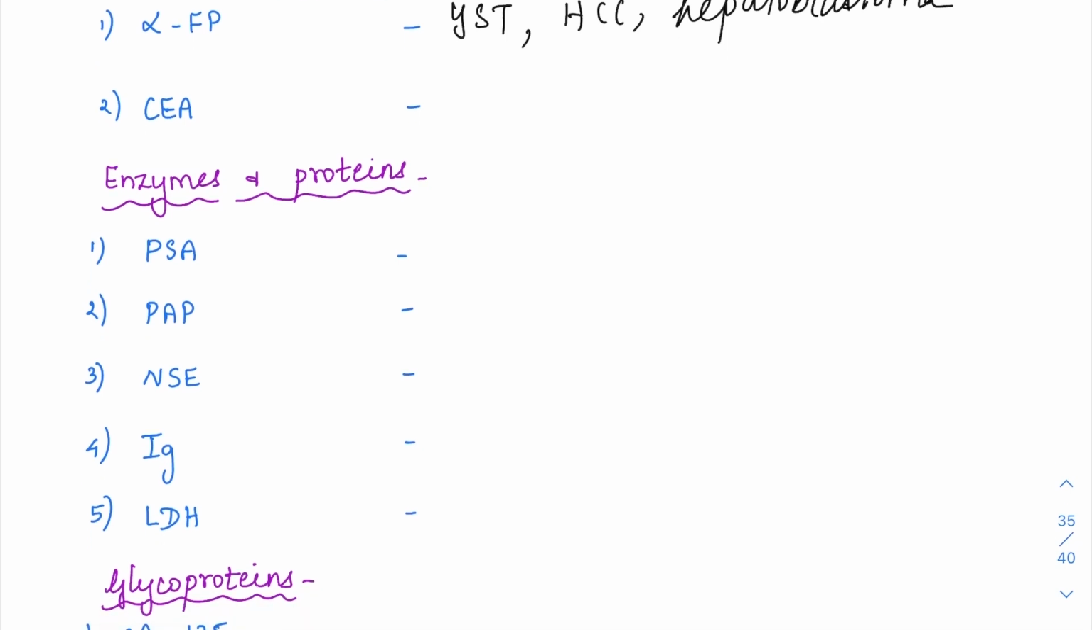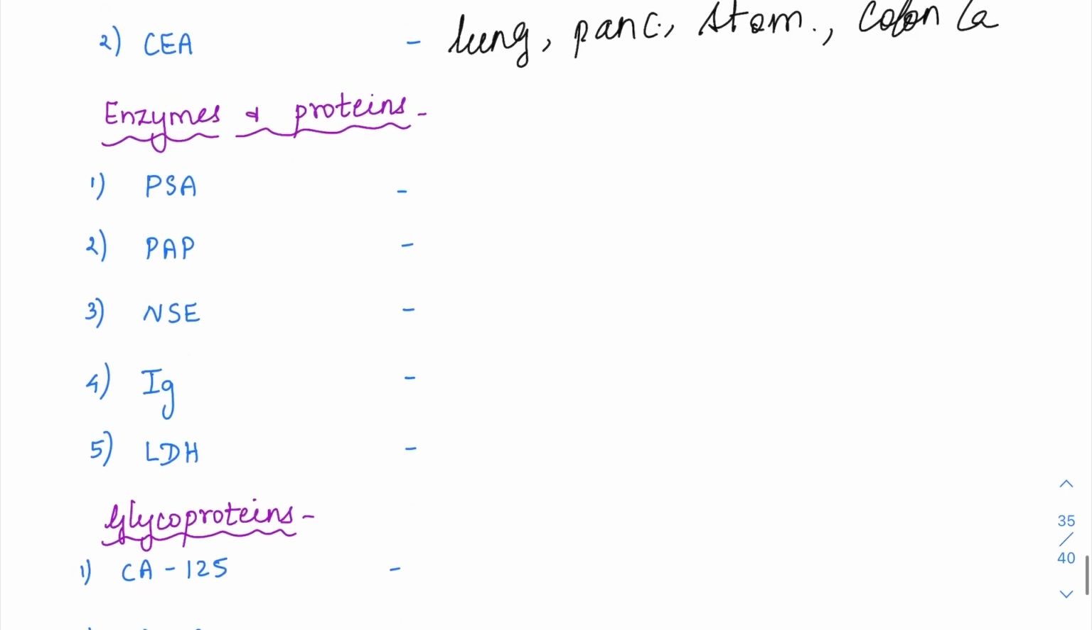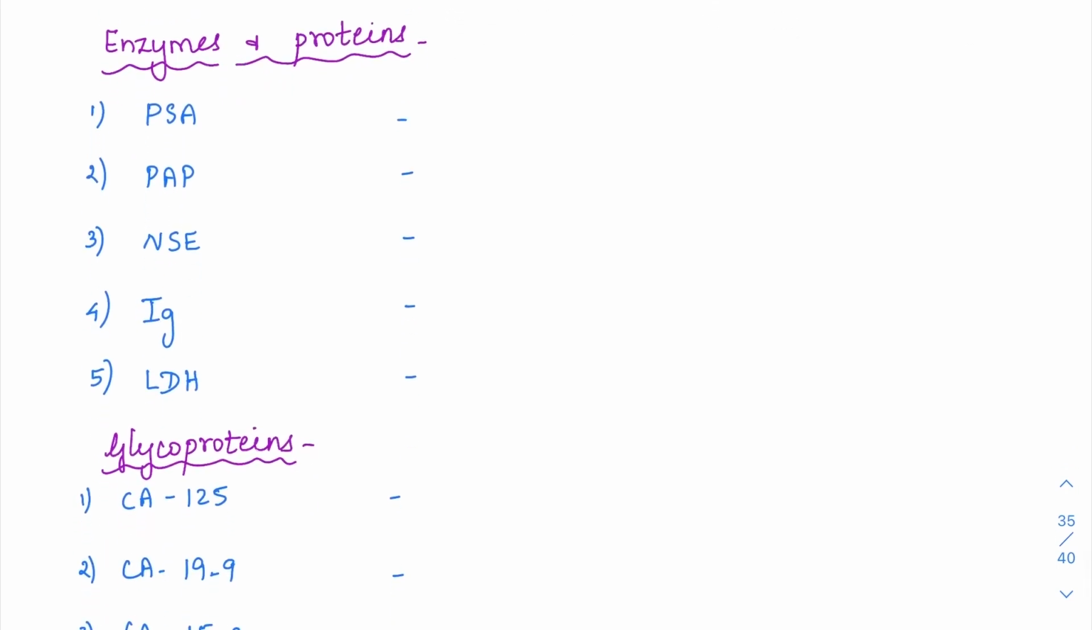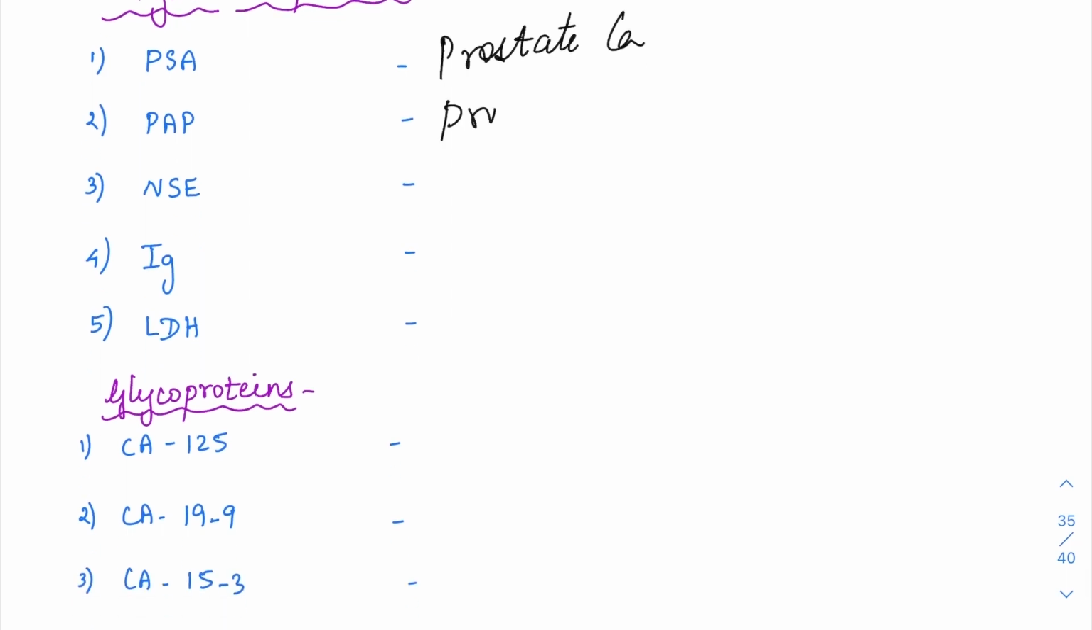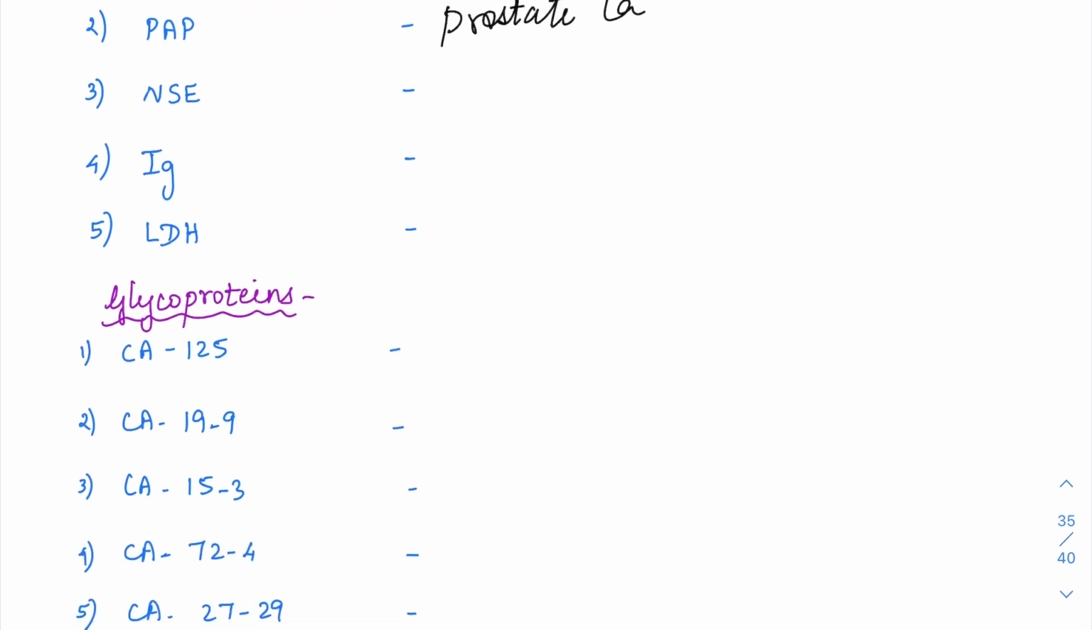CEA, carcinoembryonic antigen. This is going to be expressed in lung cancers, pancreatic cancers, stomach and colon cancers. Then under enzymes and proteins, we have prostate specific antigen. As the name suggests, it is for prostate cancer. Then PAP is prostate acid phosphatase, again for prostate cancer. Then NSE is neuron specific enolase. Neuron is there, so obviously it is for neuroendocrine cancers, neuroendocrine tumors.